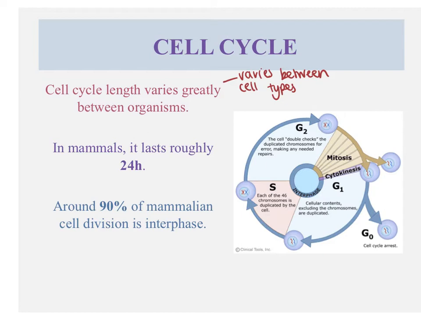So if there was a question, say, that said the cell cycle in mammals lasts 24 hours, around 90% of that time is spent during interphase. How long is interphase? You would have to do 24 times 0.9 because we've got 90%. Bung that in a calculator and it'll give you an answer.